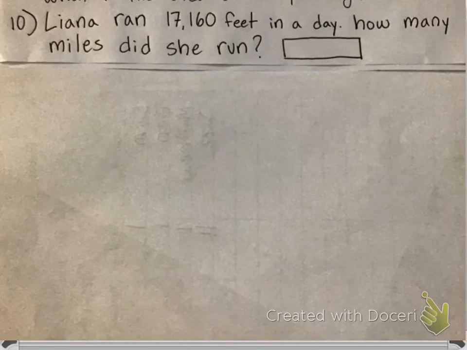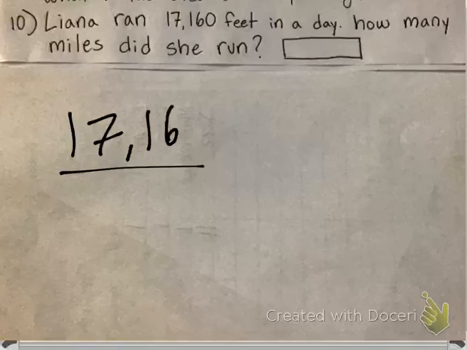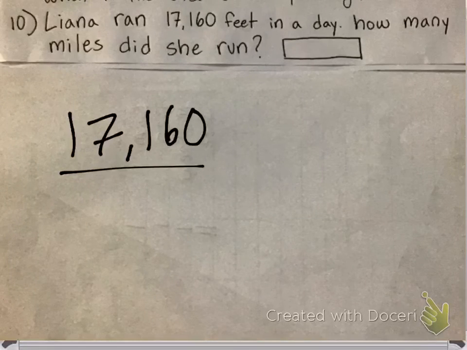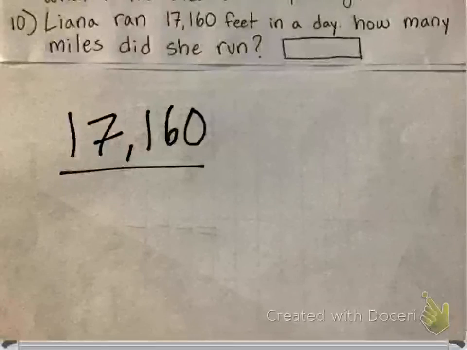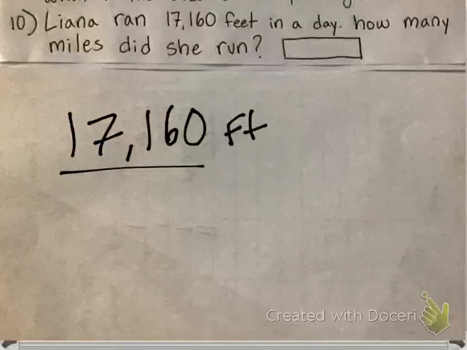Liana ran 17,160 feet in a day. How many miles did she run? So, now, she ran 17,160. We're going to want to divide it by something because we're splitting it up from feet into miles. How many feet are in 1 mile?